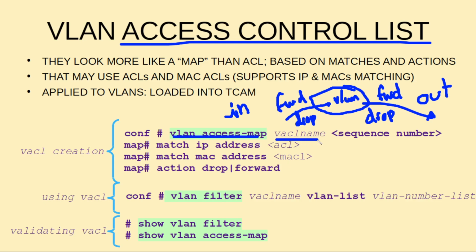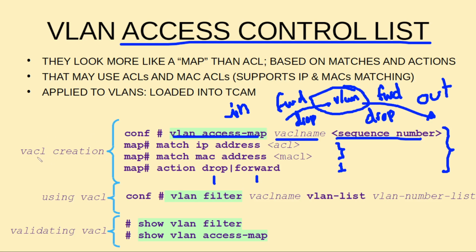So if we wanted to configure a VLAN access control list, we will use the command vlan access-map, the name of the VLAN access control list, and the sequence number for this entry. We may have several entries for a VLAN access control list. We are going to identify each entry with a sequence number. Lower sequence numbers are processed first. Now, within each entry, we will have access to two commands, match commands and one action command. So we may have several match commands where we are going to reference IP ACLs and MAC ACLs, and we may enter one action command that will be either drop or forward.